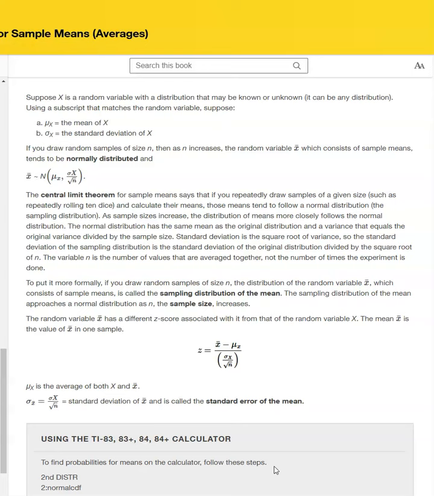Okay? So just to review here, it says the central limit theorem for sample means says that if you repeatedly draw samples of a given size and calculate their means, those means tend to follow the normal distribution. Now I used percentages, and we could use the central limit theorem for percentages or averages.